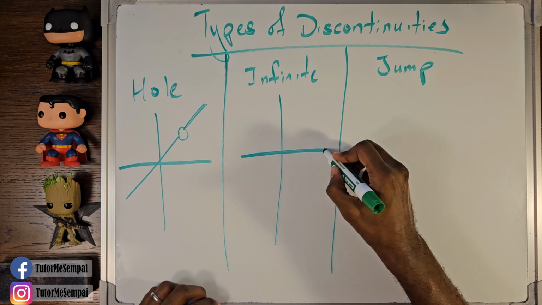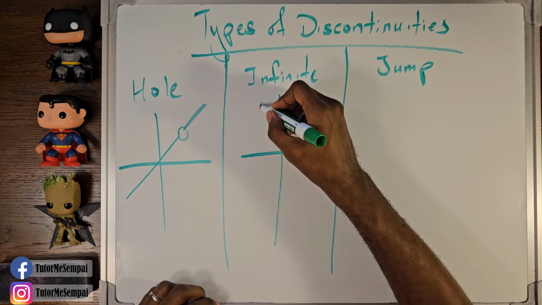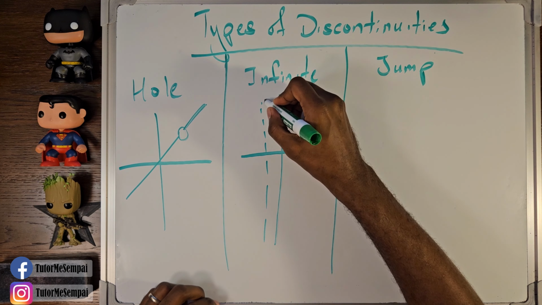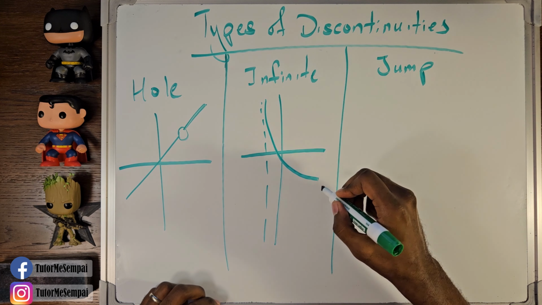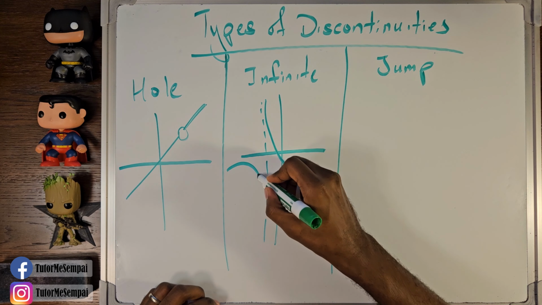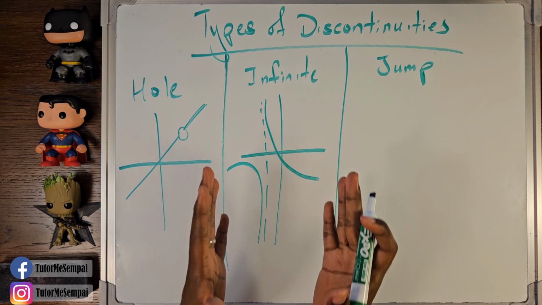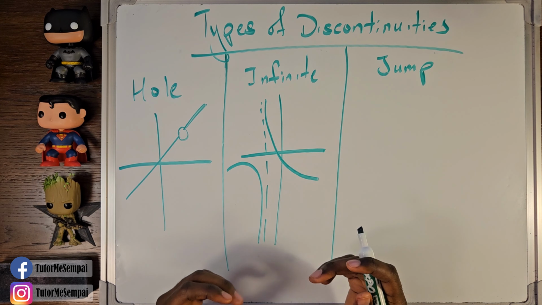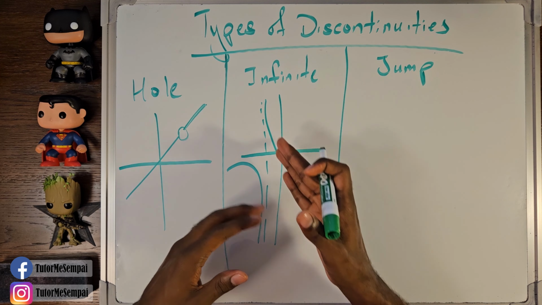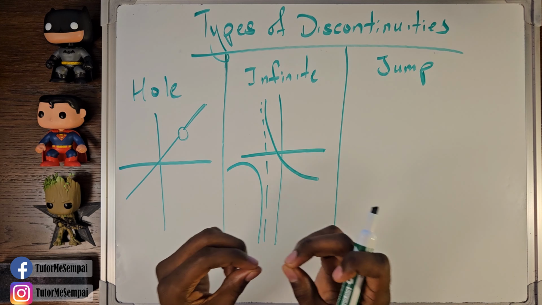You should be very familiar with your infinite discontinuity. Let's say we have something like this. We have an asymptote and something like that. This is going to be an infinite discontinuity. You're going to infinity and negative infinity, and you're not really converging on the point.